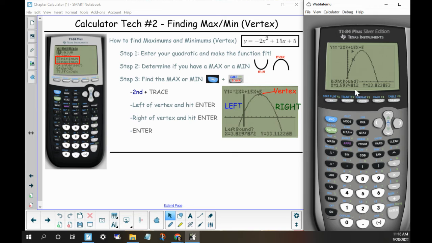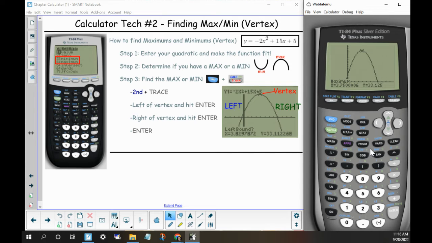Now it says what? Right bound. After it says right bound, scroll over to the right side and hit enter. Are you doing this? Everybody doing this? I hope so. And then hit enter, and then look there. It'll calculate it.